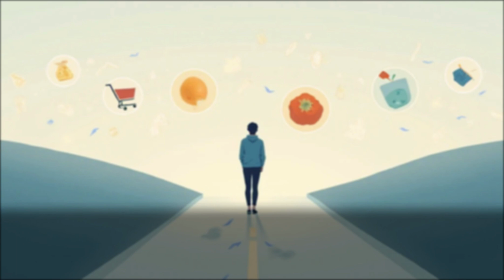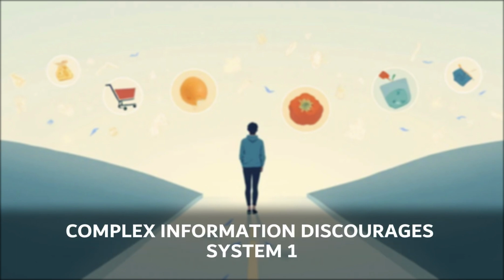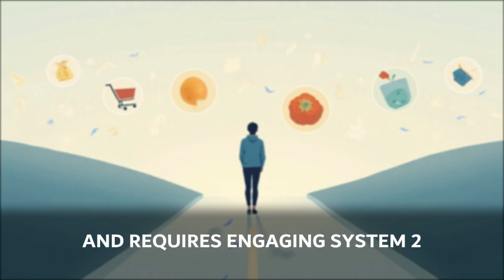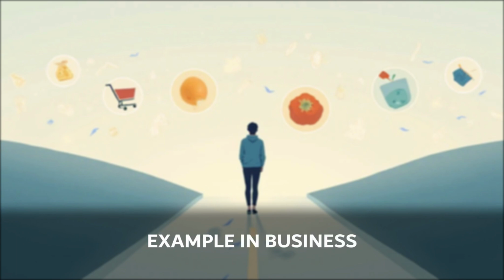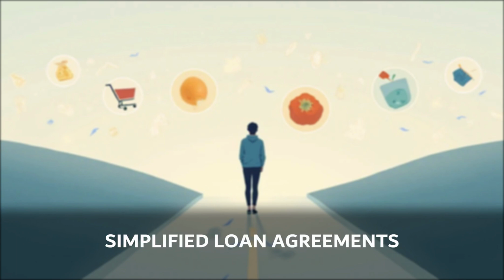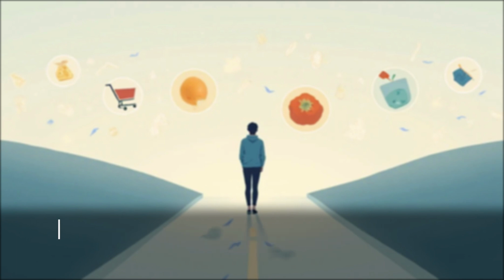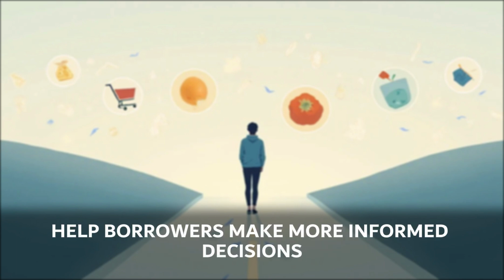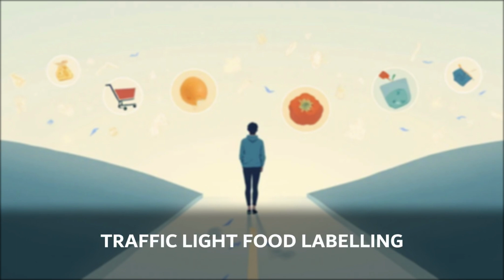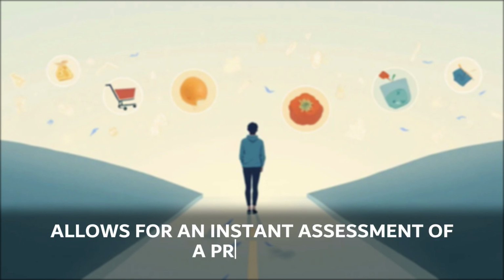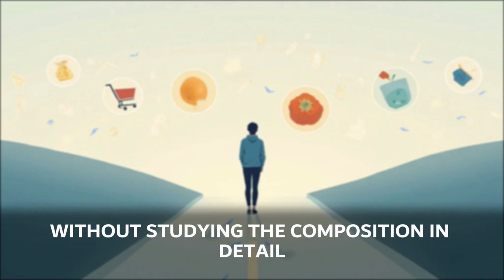2. Simplifying and increasing transparency of information. Complex information discourages System 1 and requires engaging System 2, which people often avoid. Example in business: simplified loan agreements with clear pictograms and highlighted key terms, like total loan cost, help borrowers make more informed decisions. Example in health: traffic light food labeling, red/yellow/green, allows for an instant assessment of a product's healthfulness without studying the composition in detail.